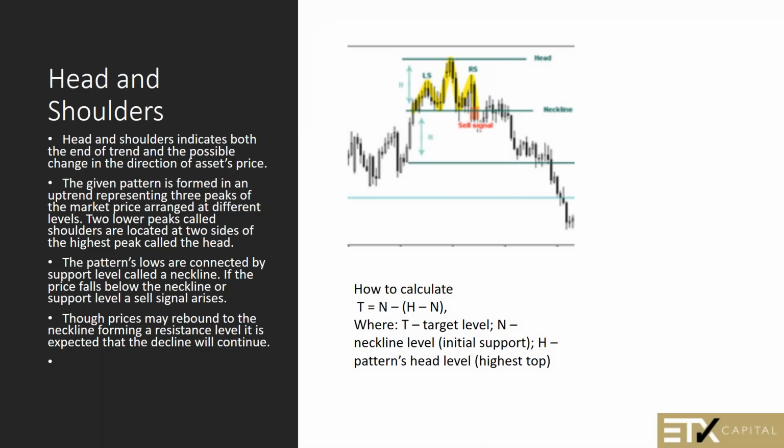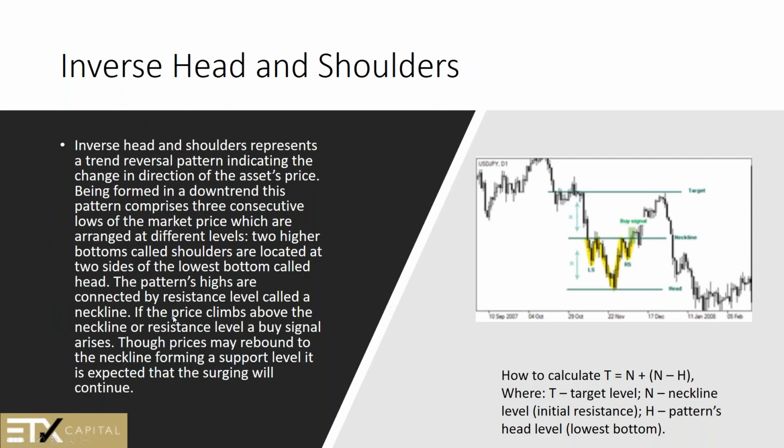We also have easy formulas. Now, an inverse head and shoulders is the exact opposite. A regular head and shoulders develops during an uptrend, and an inverse head and shoulders develops during a downtrend. The formulas are just the exact opposite, and therefore they're pretty easy. So you just have to remember, in an inverse head and shoulders, T is equal to neck plus, in this case, neck minus head. In a regular head and shoulders, it's T is equal to neck minus head.